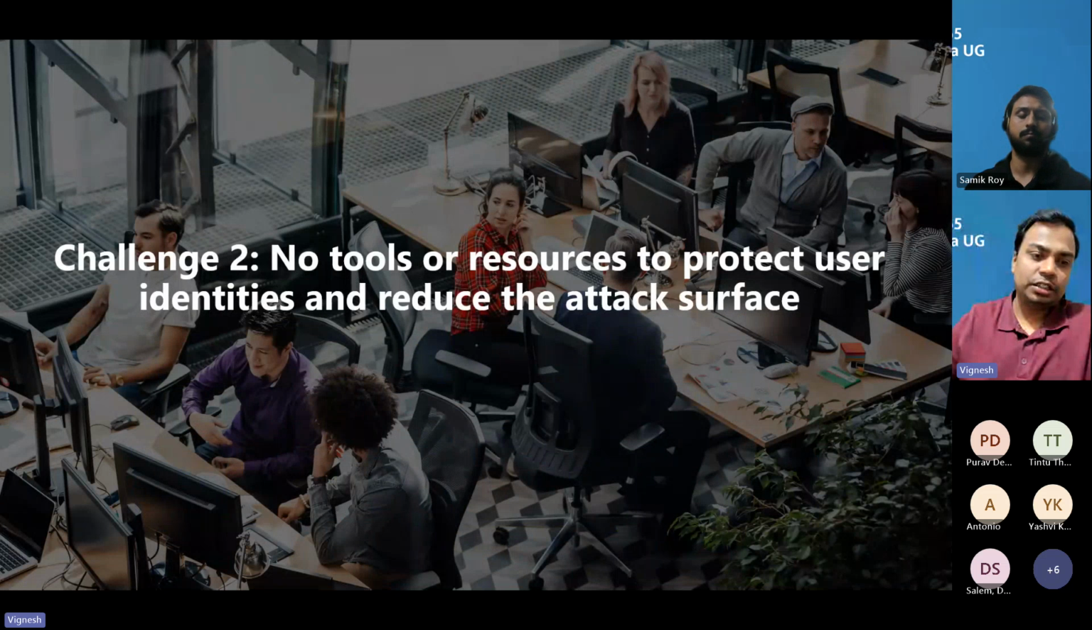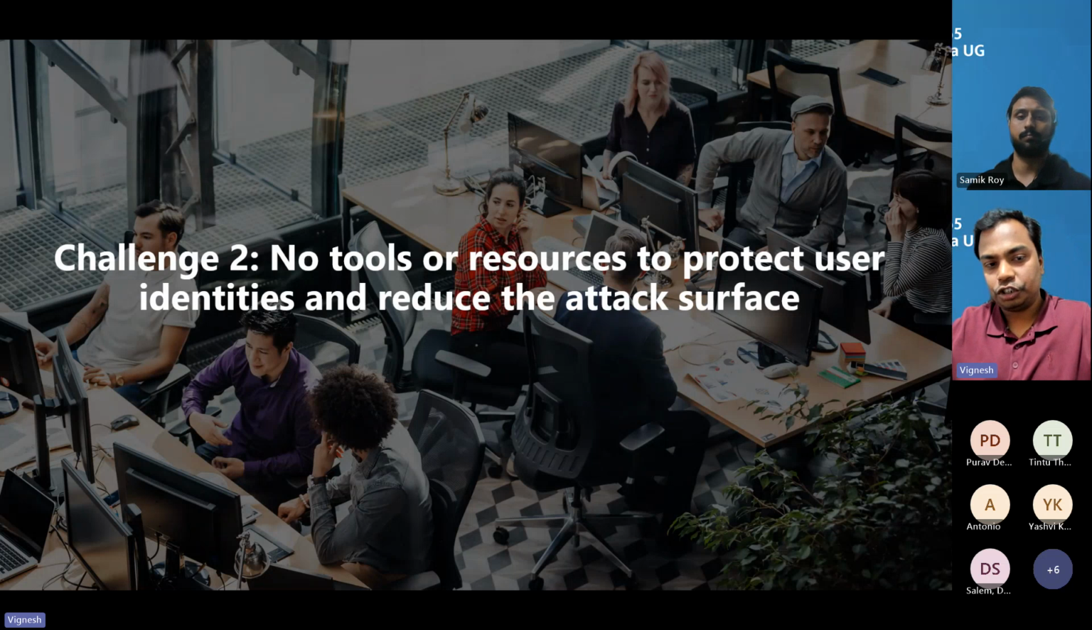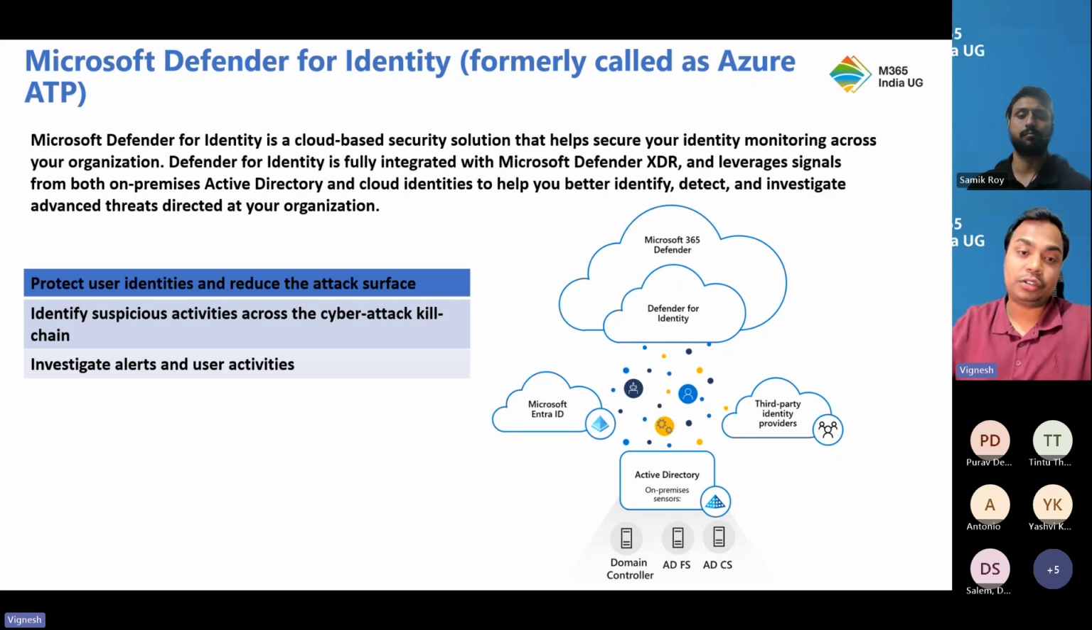Now, the next challenge this organization has is they do not have proper tools or resources to protect user identities and to reduce the attack surface. Now, the problem is more on the user identities side. And the product that's going to help them to overcome this challenge is Microsoft Defender for Identity, right? And this was formerly called Azure ATP.